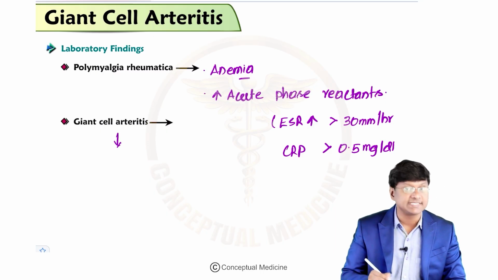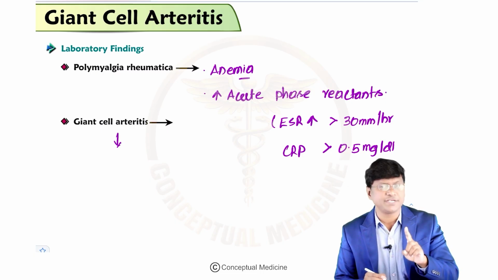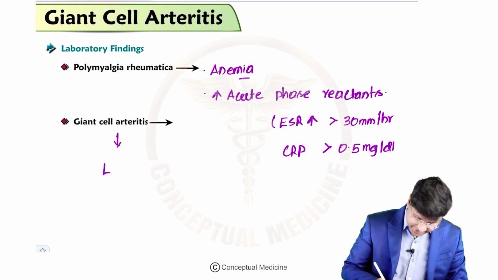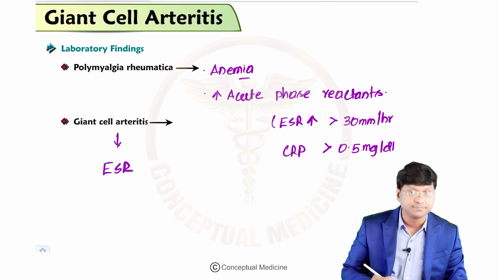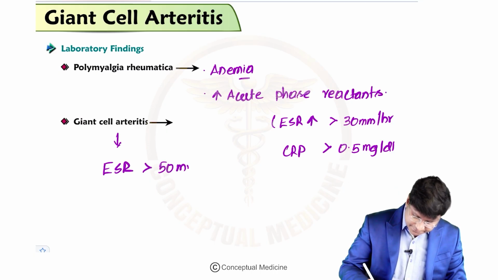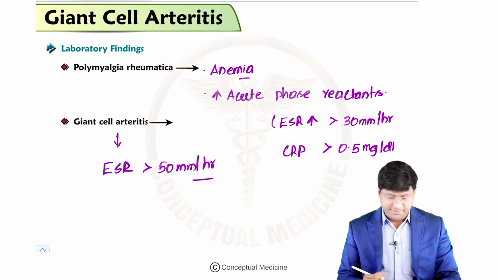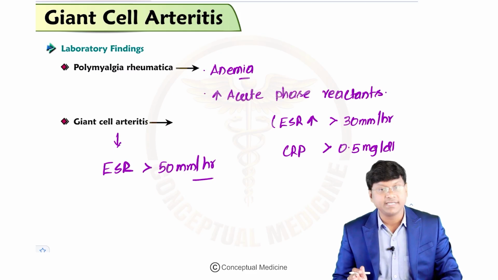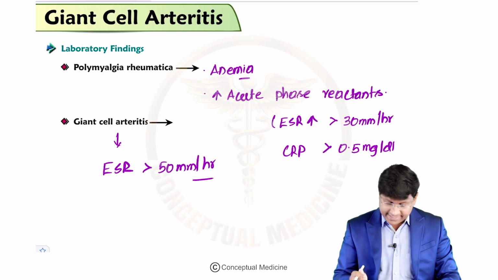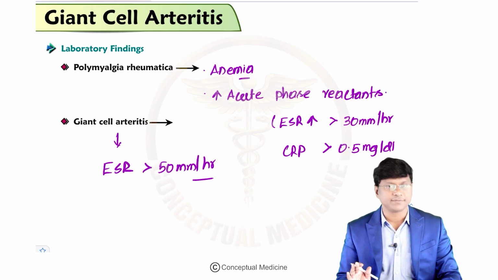In case of giant cell arteritis, nearly 90% of patients have the ESR more than 50 millimeters per hour. Right, more than 50 millimeters per hour. That is what you will see in case of giant cell arteritis, whereas in case of polymyalgia rheumatica, it is more than 30 millimeters per hour.